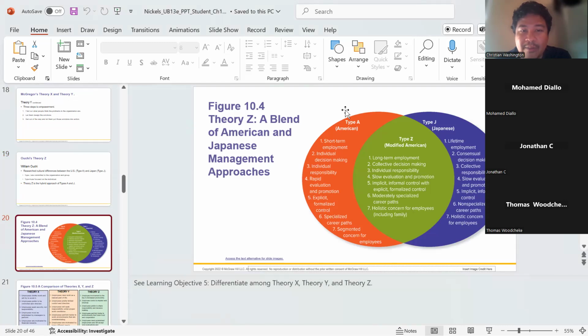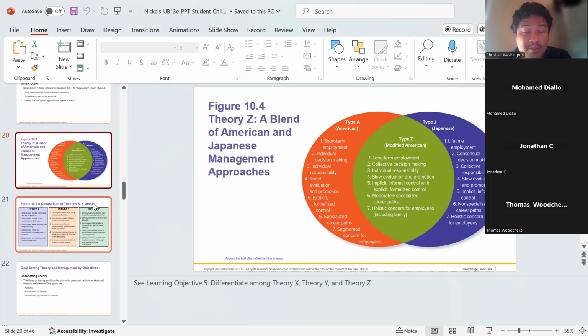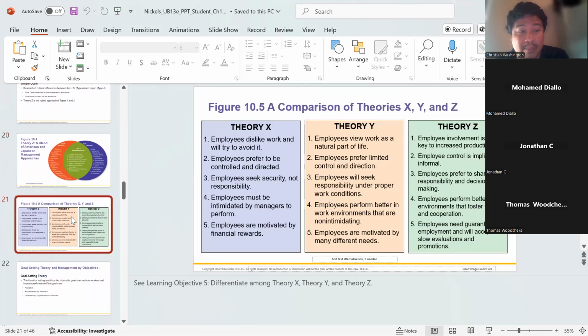So this is sort of like a blend of American and Japanese management approach, A, Z, and J, and it's going over these different approaches because the Japanese, you know, they look at Toyota, how the quality control, how effective and efficient it is. So they're looking at these different management systems to see what works best. American style might not work so good with Japanese, Japanese style not working so good with Americans, but maybe there's something to learn from both styles. So that's what this is talking about. Also a comparison of X, Y, and Z theories.